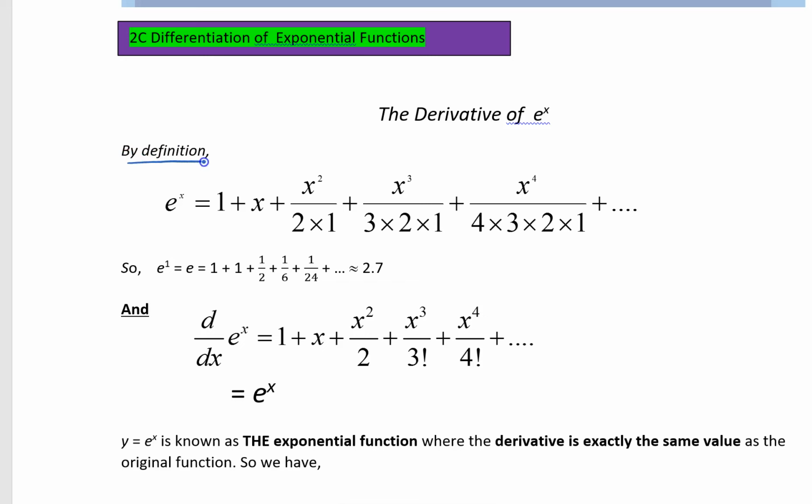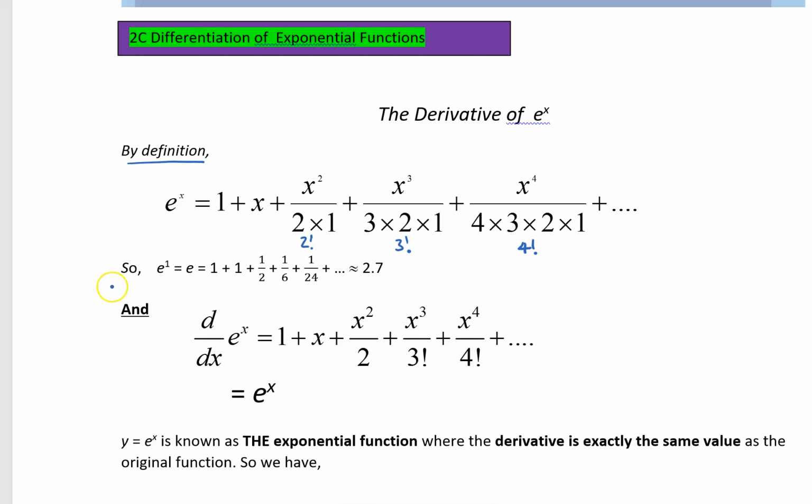Now, you don't need to know this definition of e to the x, but e to the x can be defined as 1 plus x plus x squared on 2 times 1, plus x cubed on 3 times 2 times 1, plus x to the 4th on 4 times 3 times 2 times 1, plus ... And by the way, this 4 times 3 times 2 times 1, that's called 4 factorial, 3 factorial, 2 factorial. You'll remember this from the preliminary course.